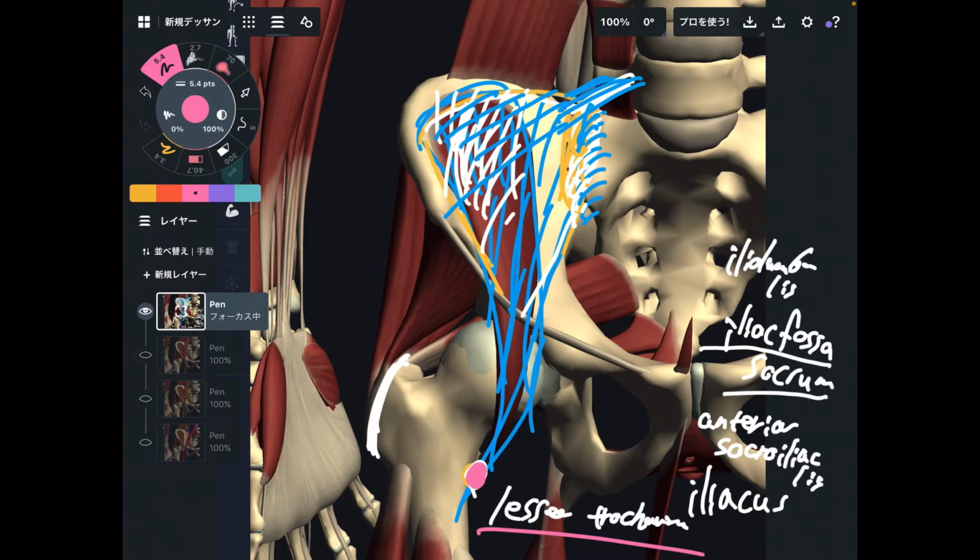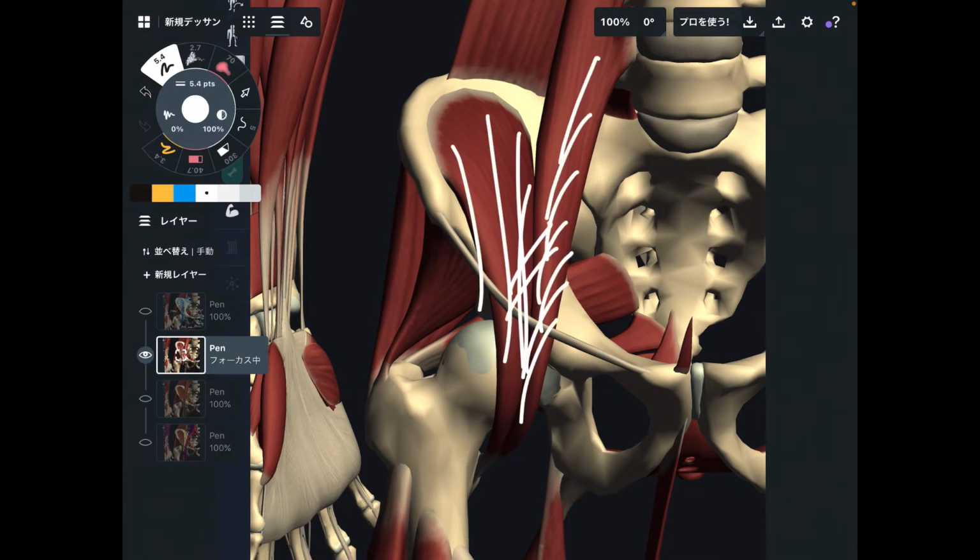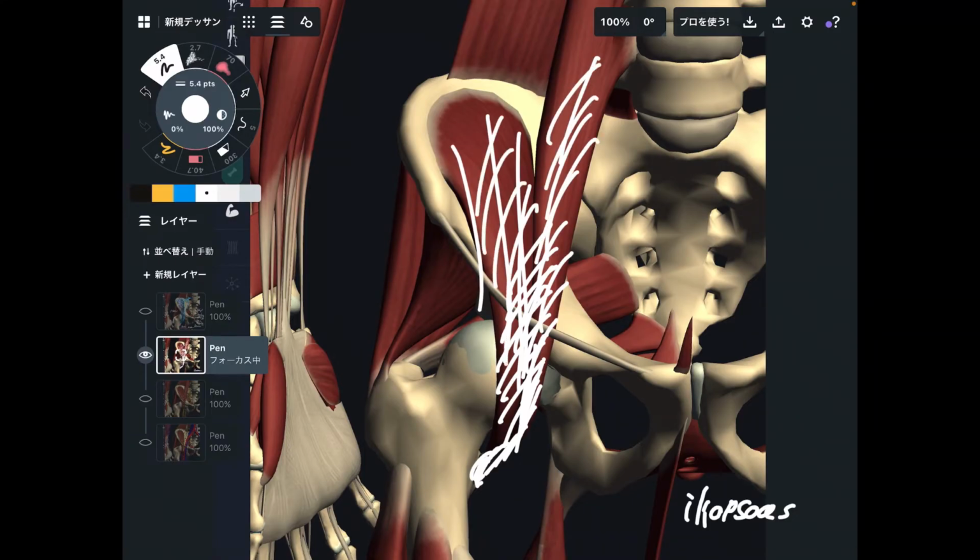Now, there's one more muscle that attaches to the lesser trochanter. That is psoas. Psoas is kind of a friend of iliacus. This is iliacus and this is psoas. Then these two muscles kind of unite together, kind of fuse together. Then these muscles are called iliopsoas. Iliopsoas then goes to the lesser trochanter. The relationship between psoas and iliacus is very, very important.